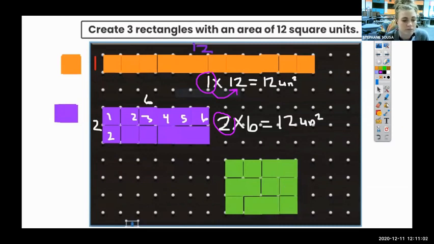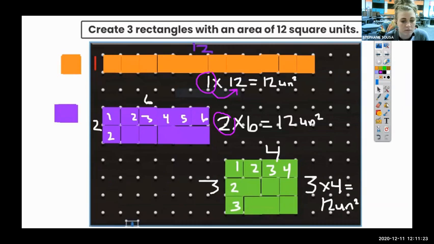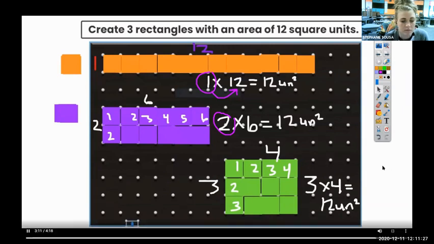And again, this time, I have a length of 4 square units, 1, 2, 3, 4, and a width of 3 square units, 1, 2, 3. So the multiplication equation that would describe this rectangle is 3 times 4 equals 12 units squared. This is how you can create rectangles with a given area using more than one set of dimensions.